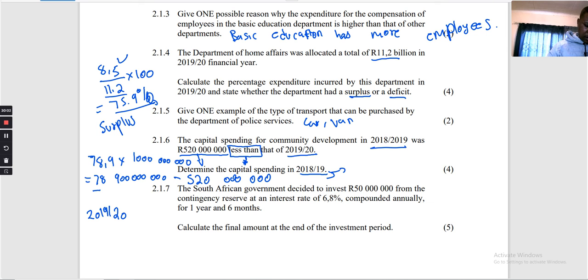Minus 520. So how much do we get? We get 78 billion 380 million, and that is our answer there. Okay, then we move on to number 217. We move on to 217.